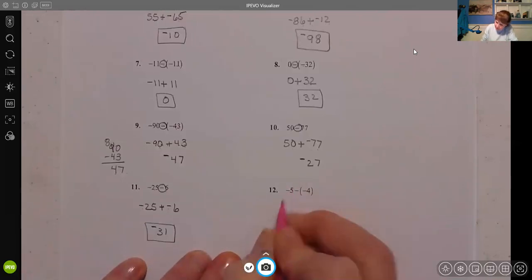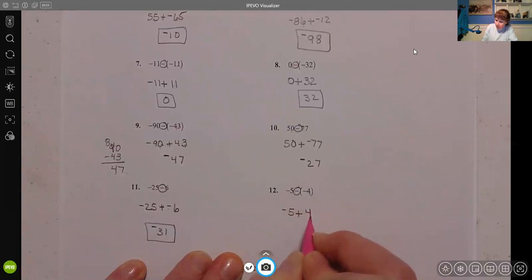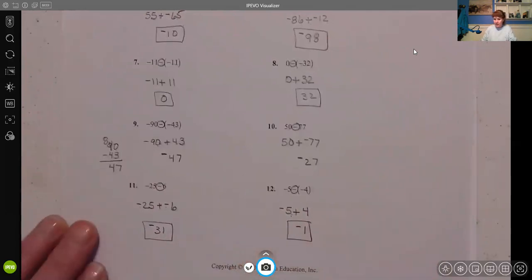You leave the first one alone. You change that to a plus. Take the opposite of the next number, which is a 4. And so we've got 5 negatives and 4 positives. So these 4 positives are going to cancel 4 of those negatives, but it'll leave you with 1 negative left over for your answer. All right.